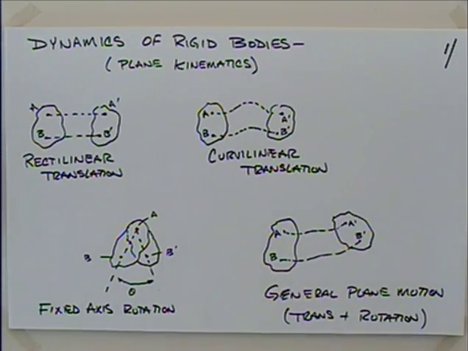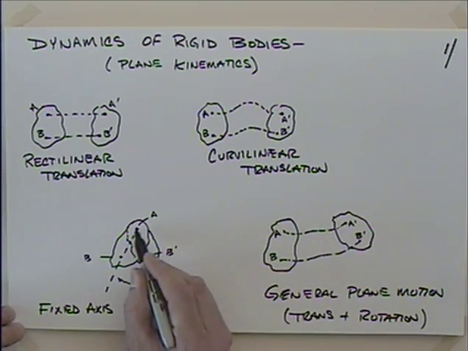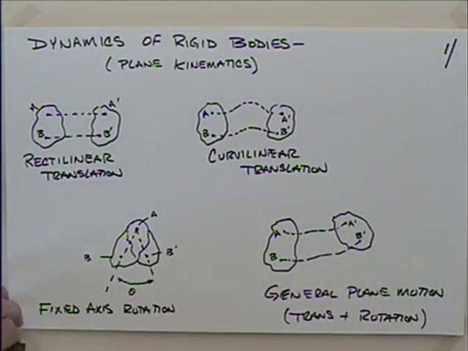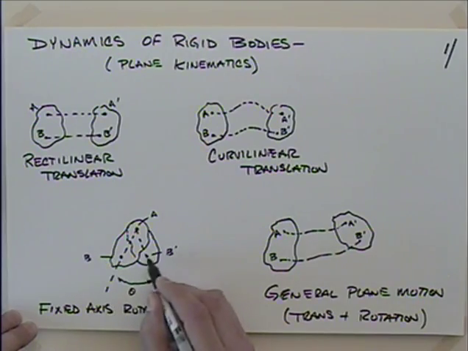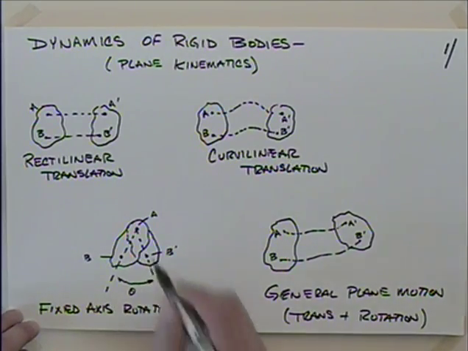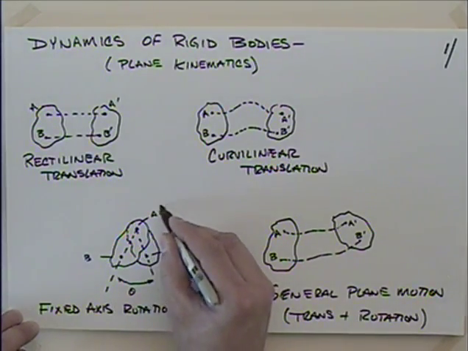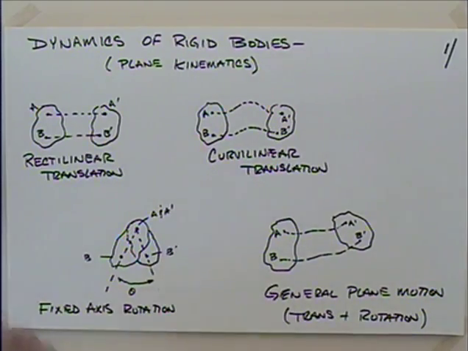And then we can start factoring in rotation, and the easiest type of rotation to look at is fixed axis rotation. So let's say that we were to take point A as some fixed point, and think about rotation about that. So this point B now goes from B over here to B prime over there. A remains there. I mean, you could say that this is A and A prime if you wanted to. So that's fixed axis rotation, going through some angle theta.